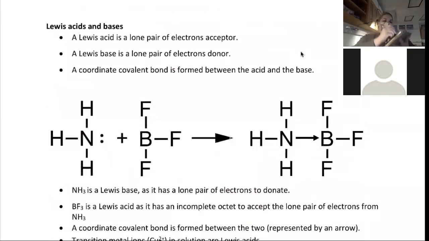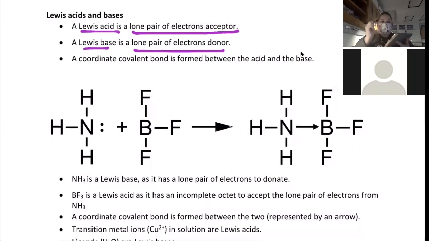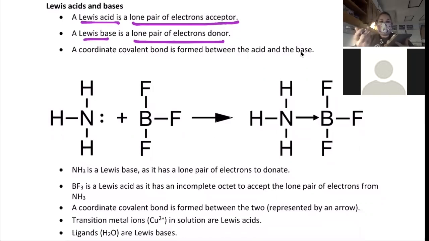Okay, so I already mentioned the basic definition. A Lewis acid is a lone pair acceptor or electron pair acceptor. You don't necessarily have to say lone pair. If you just say electron pair acceptor, that's fine. And a Lewis base is an electron pair donor. Anytime you have a Lewis acid and base reacting, they're going to form a coordinate covalent bond.